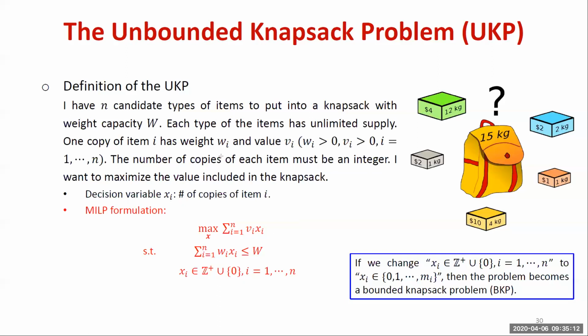Now have a look at the constraint. The constraint says that the knapsack has a weight capacity, which is W, capital W. This capital W is given.